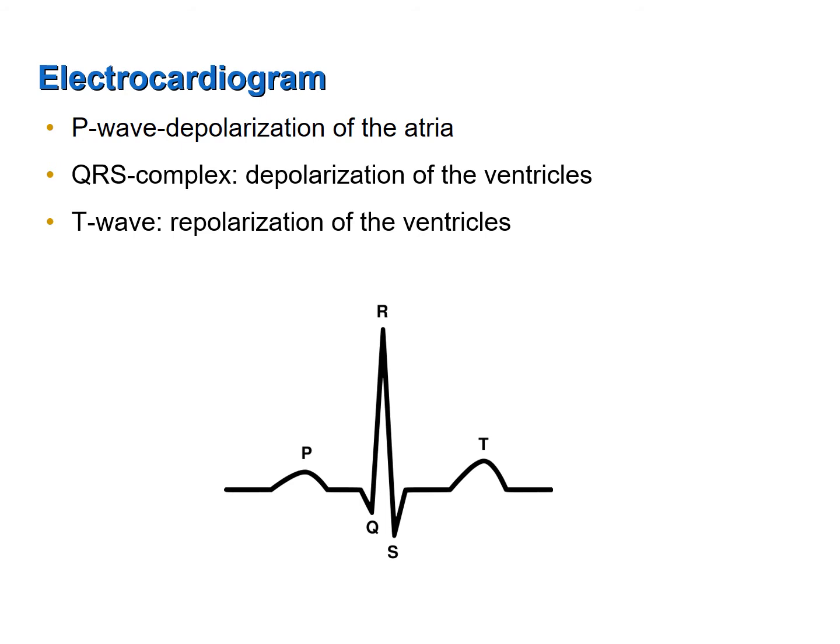Hey, isn't there something missing here? I'll give you a second to think about it. Did you miss the repolarization of the atria? Why is there no wave showing that? Well, repolarization of the atria would occur at the same time that depolarization of the ventricles occurs. And so the repolarization of the atria is obscured by the QRS complex.